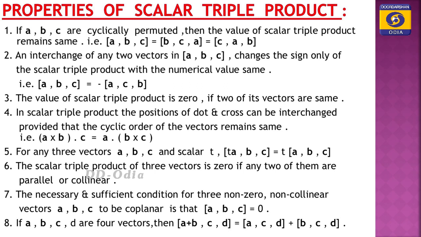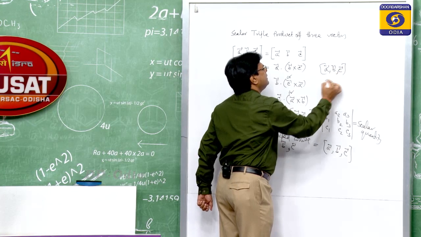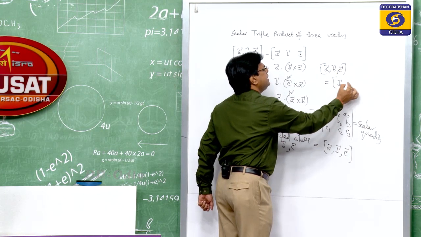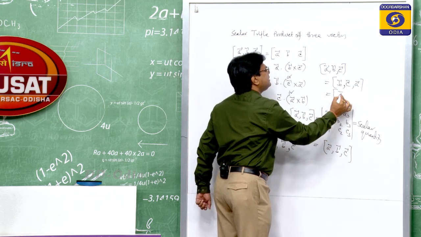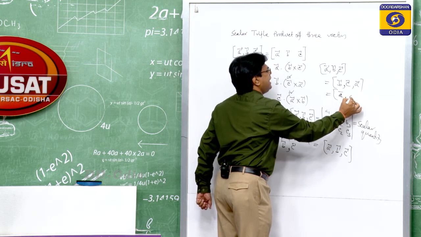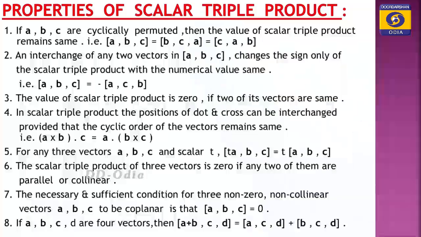Then come to the properties of the scalar triple product. If A, B, C are cyclically permuted, then the value of the scalar triple product remains the same. So, suppose we write A, B, C, cyclically permuted, that is B, C, A. Similarly, this can be written as C, A, B. So, this is cyclically permuted.